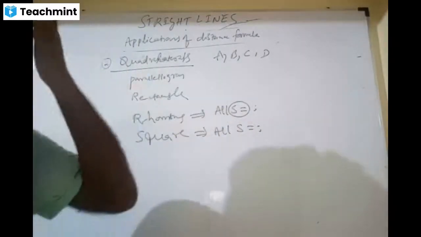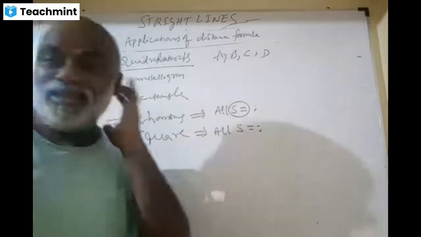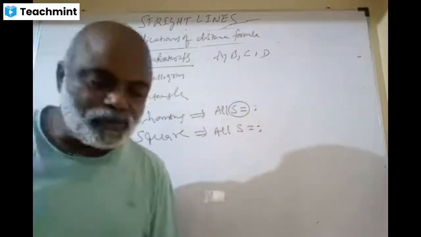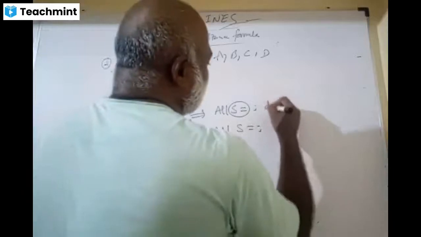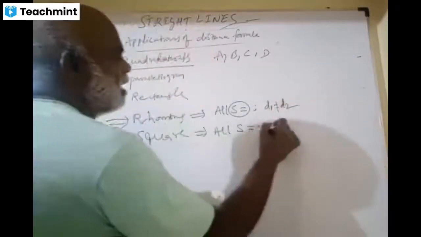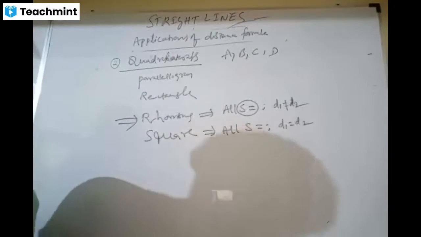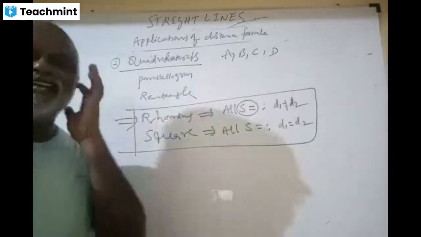Yes, anybody can take up. How do you say it is a rhombus, ma'am? Anybody? All sides are equal, that cannot guarantee a rhombus. Diagonals are not equal. Brilliant, ma'am. D1 is not equal to D2. What about square, ma'am? D1 is equal to D2. Diagonals are equal. What a brilliant point for you, please. That's all, ma'am. This is how we can. The diagonals are making the difference here.